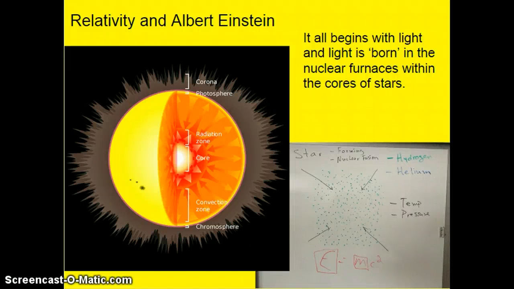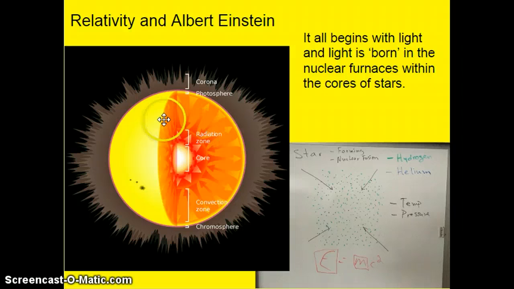All right, here we get to have the opportunity to watch and learn a little bit about relativity. And we'll be talking about both special and general relativity and how Albert Einstein came to these conclusions that have revolutionized the world of physics. So it all begins with light, and light is born in the nuclear furnaces within the core of stars.